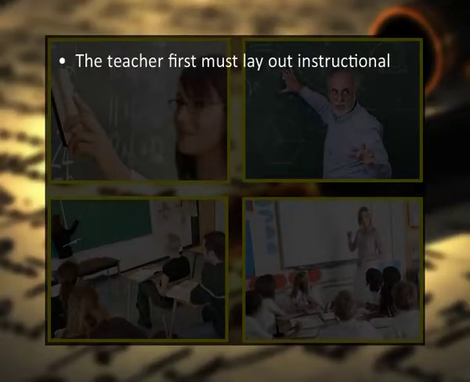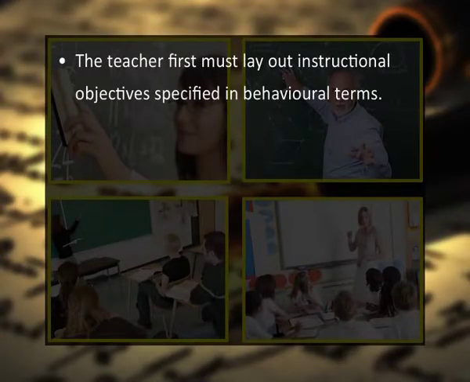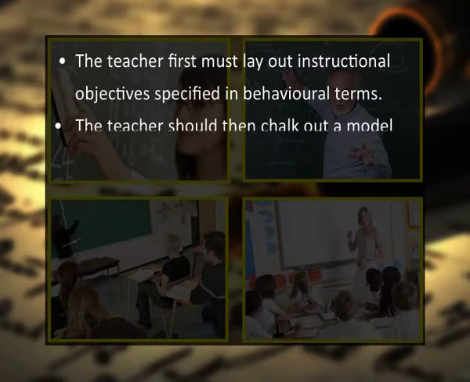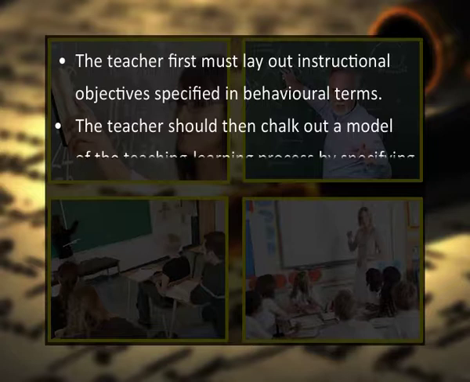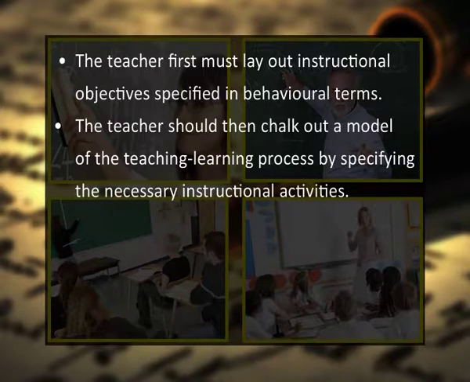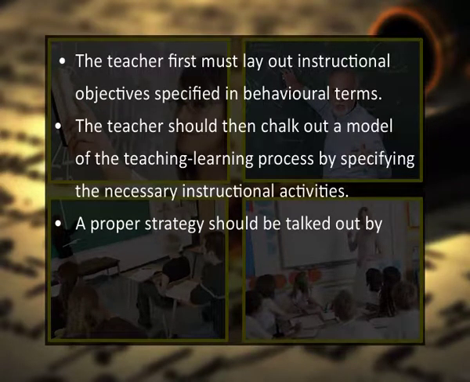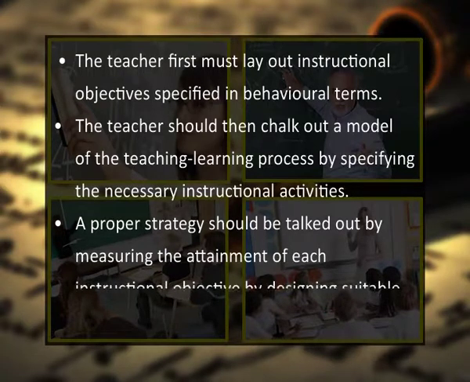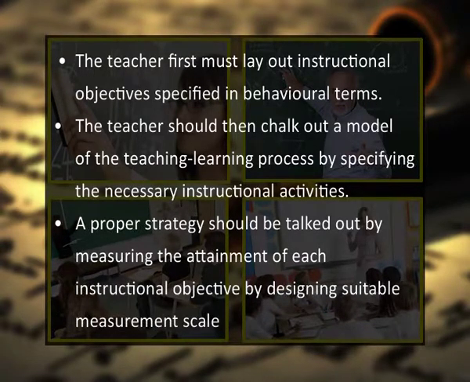An instructional strategy, according to his theory, deals with the teacher first laying out instructional objectives specified in behavioral terms. The teacher should then chalk out a model of the teaching-learning process by specifying the necessary instructional activities. A proper strategy should be worked out by measuring the attainment of each instructional objective by designing suitable measurement scales.